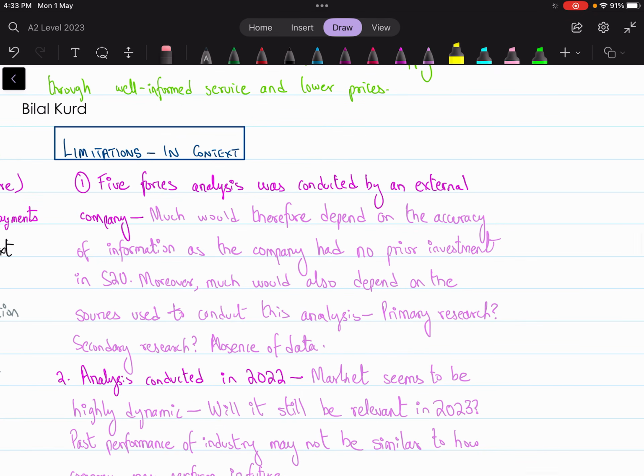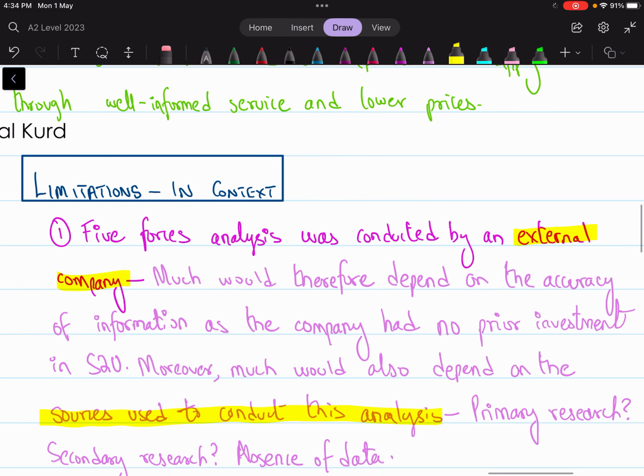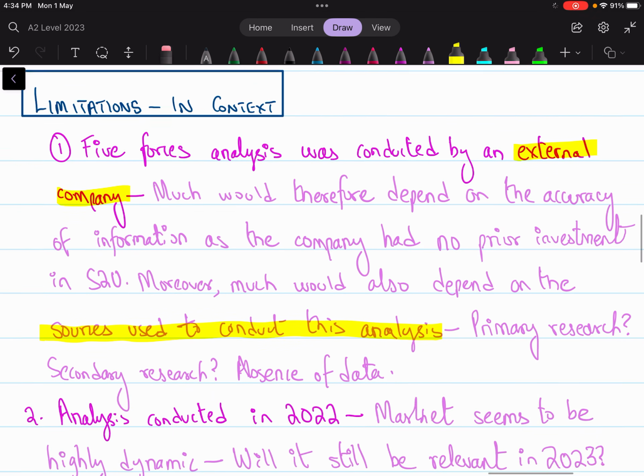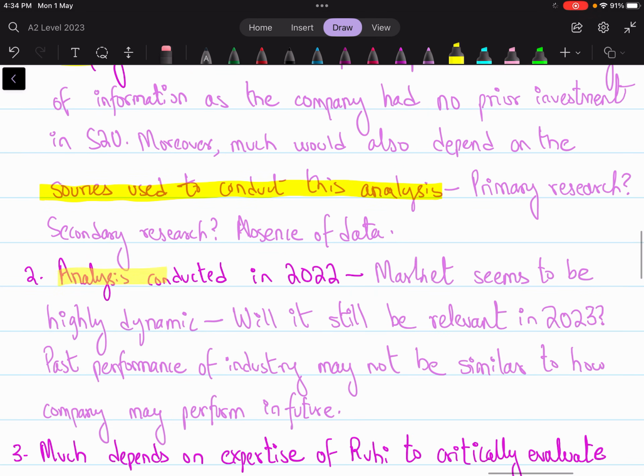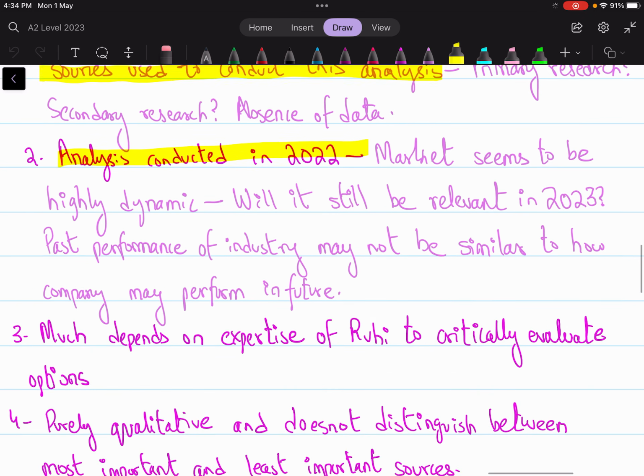Now, limitations are pretty much the things that we discussed in the starting part of the video, that it was conducted by an external company. You don't know the sources behind this analysis. Was it primary research? Was it secondary research? There is a valid absence of data. Likewise, this analysis was conducted in 2022, and it's not certain that the businesses will be performing in the same manner in the future years as well. So it may be of limited usefulness.